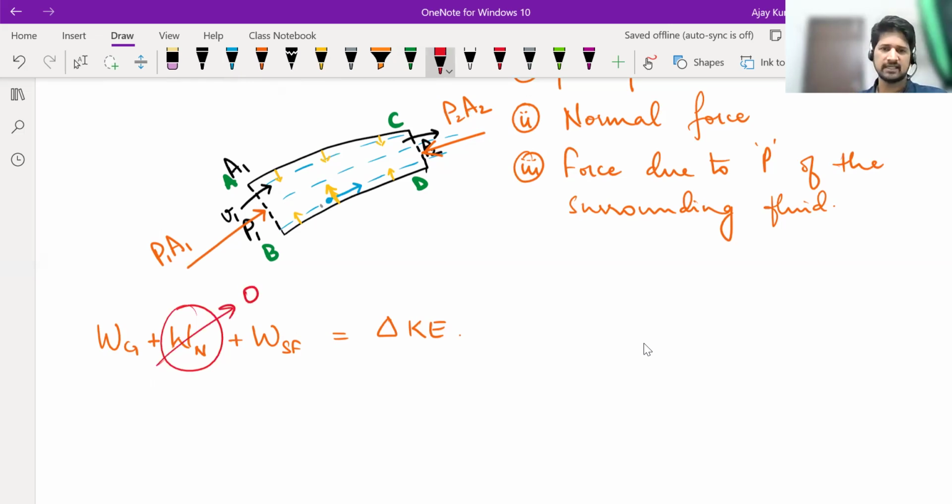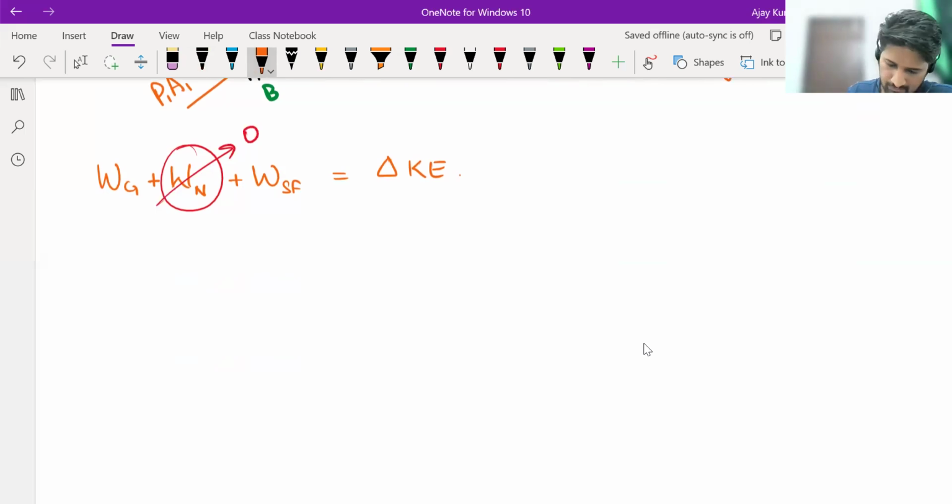The other two forces, gravity and force exerted by the surrounding fluid, you cannot guarantee that the work done by them will be zero. Okay, so we need to write expressions for those two and equate it to the change in kinetic energy. Okay, follow me carefully, all of you. First, work done by gravity.